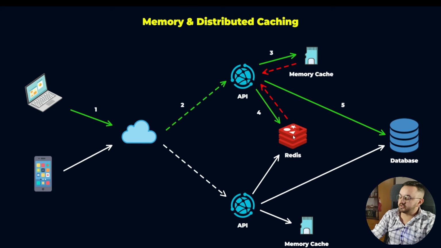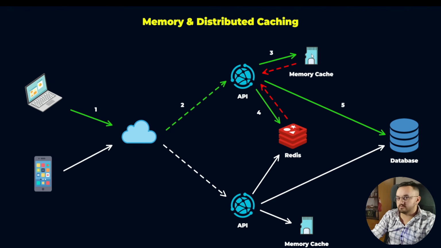It will try to get the data from Redis. If there is no data in Redis, the API will call the database and return the data directly from the database. But it will update the memory cache, and in the same way it will push the data into the Redis cache. I will show you how to implement a combination of memory and distributed caching with the API that we currently have.